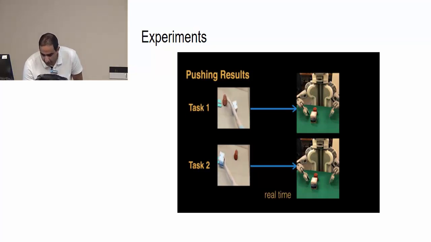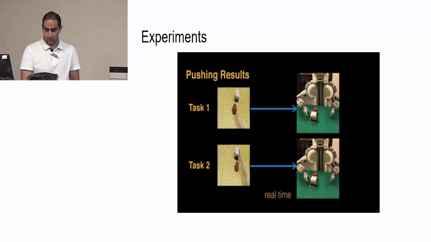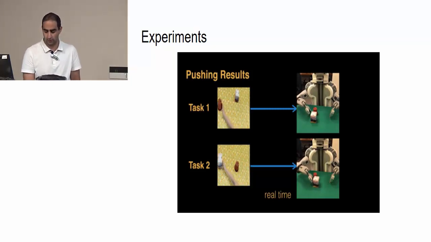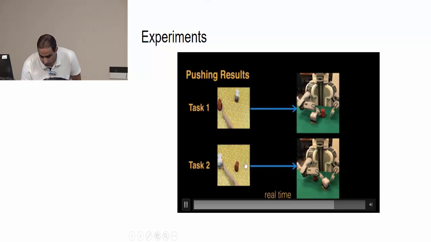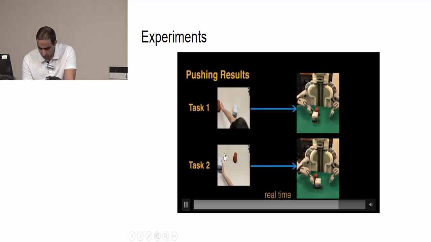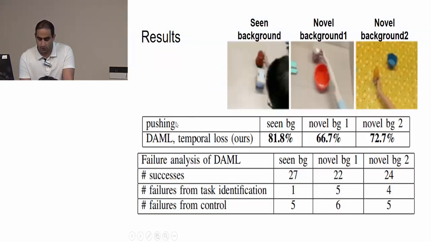So these are 2 different tasks. One of them pushed the red cup, the other pushed the other object, and the robot can infer what was the task. And here is the novel background that the robot has never seen during the training. So this is the table of the results. As you can see, when they change the background, the accuracy decreases, the success rate decreases.